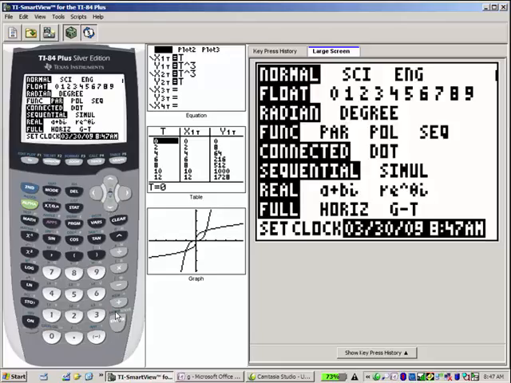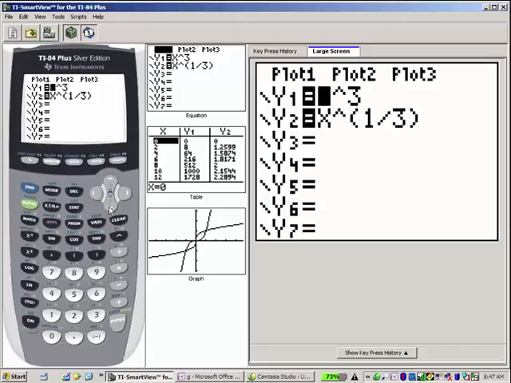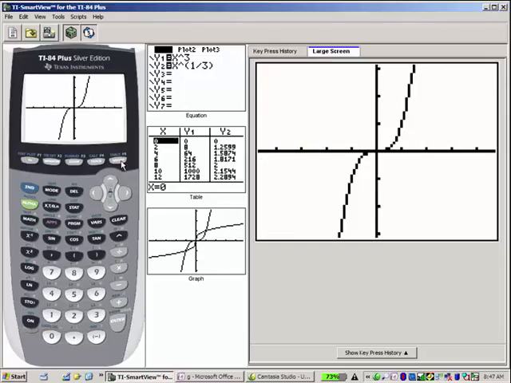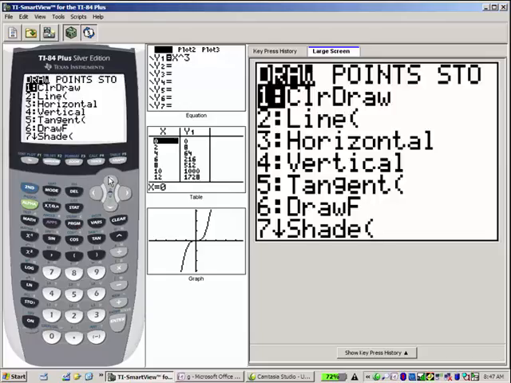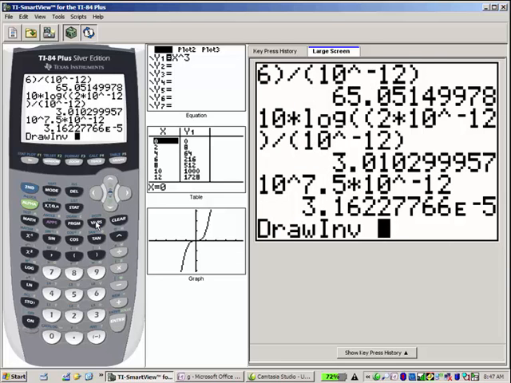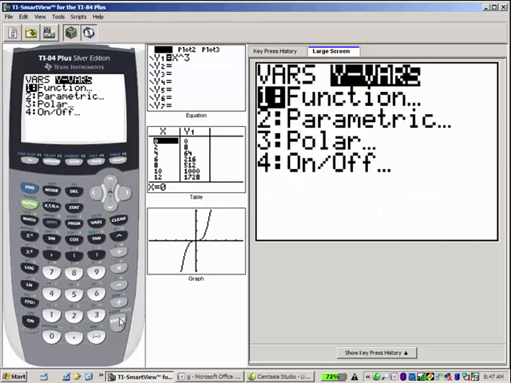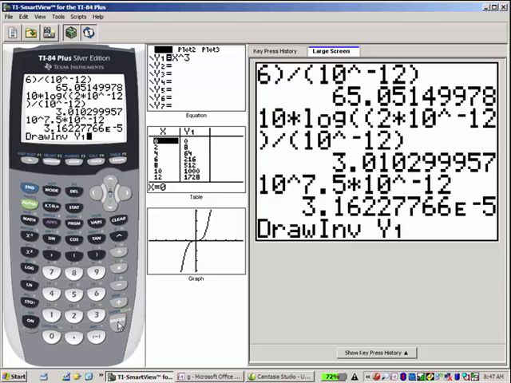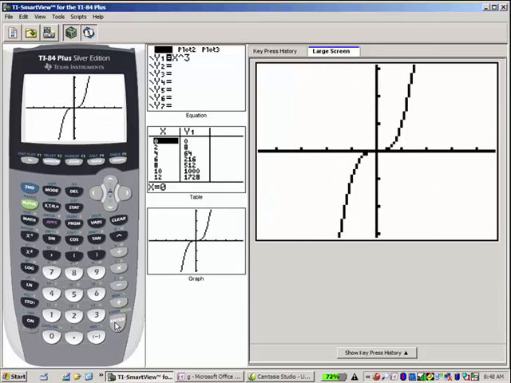I'm going to go back to function mode, and just as one last reminder, if I clear that and just draw the x cubed, your calculator actually will draw inverse relations. So if I do second draw, which is the program key, and I do 8, which is draw inverse, and then I do vars, y vars, function, y1. If I say draw inverse of y1 and then hit enter, it draws the inverse of that function.